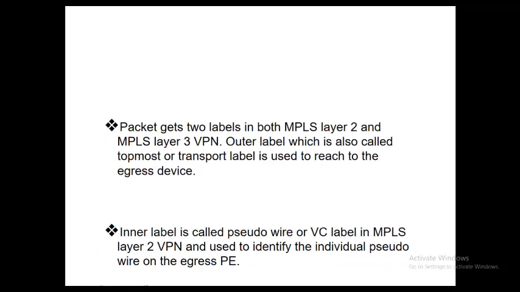The packet gets two labels in both MPLS layer 2 as well as layer 3 VPN. The outer label is also called the topmost or transport label. The transport label is the one within the autonomous system, whereas the inner label is for VPN tunnel identification, which is called the service label, isn't it? We know this.